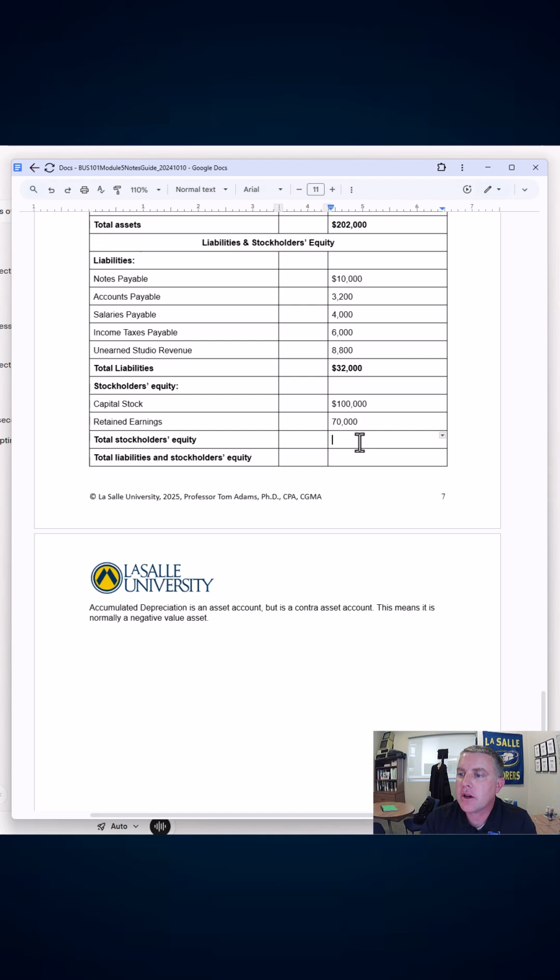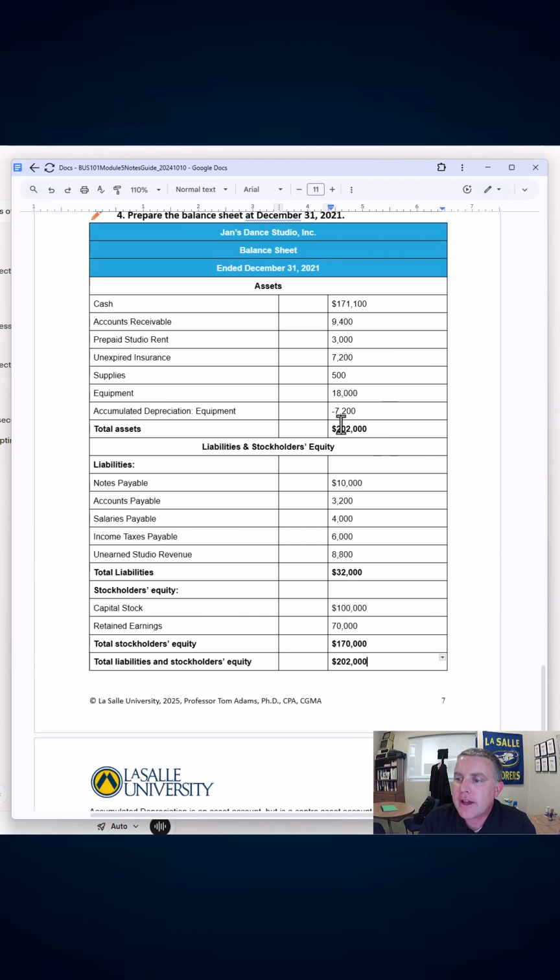So total stockholders' equity is 170,000. And if you add that together with liabilities of 32,000, you see that we have a total liabilities and equity of $202,000, which matches our total assets. Our balance sheet balances. I love it when it does that. And we are good to go.